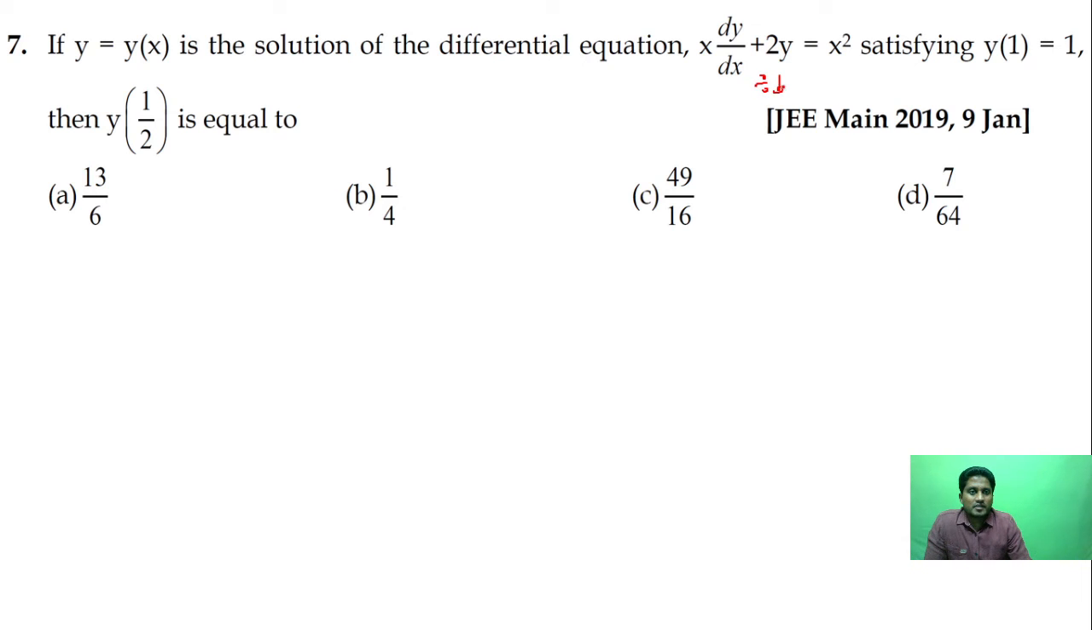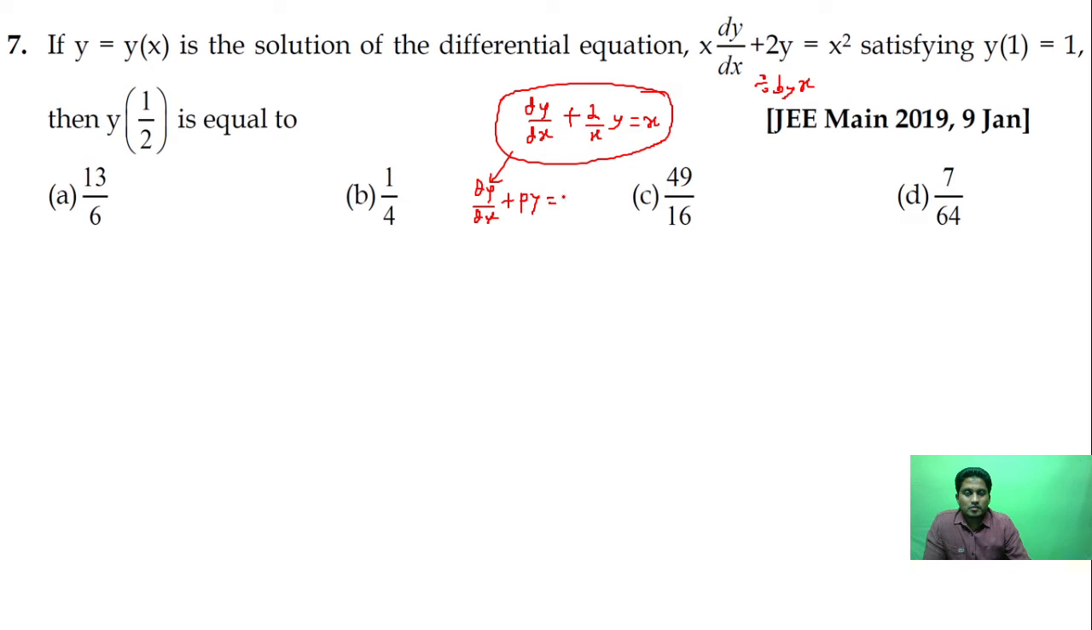Again, a linear differential equation. If I divide throughout by x, this becomes dy by dx plus 2 by x into y is equal to x. Now this is of the form dy by dx plus py equal to q. So p is equal to 2 by x, and q is equal to x.